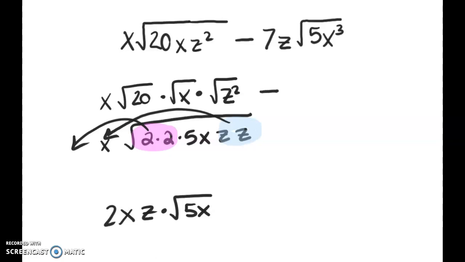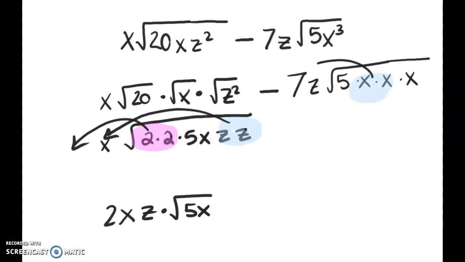And then I have minus 7z5x cubed. So this would be 7z, and then underneath the radical sign, we've got 5 times x times x times x. If I'm going to write it like this with the duplicates, and here, let me make sure that I extend this all the way. The only thing that is duplicated is a pair of x's, so those would go out in front, and I would end up with minus 7xz. What's left under the radical is 5x.